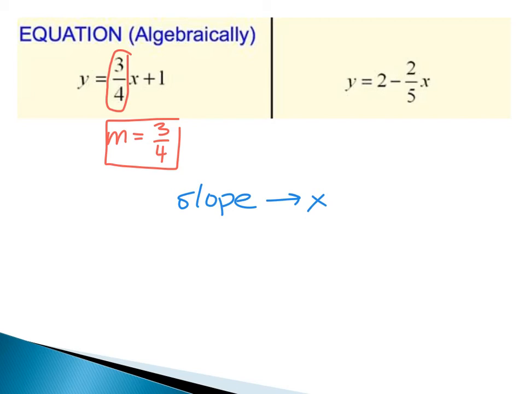The next one, I have y equals 2 minus 2 over 5x. So which one is paired up with the x? Well, notice I have 2 over 5, or 2/5. But you got to be careful with this. Sign does make a difference. I have to notice that this negative is also along with the 2/5. So not only is my slope 2/5, but my slope is negative 2/5. Okay, so that's the one that's paired with the x.